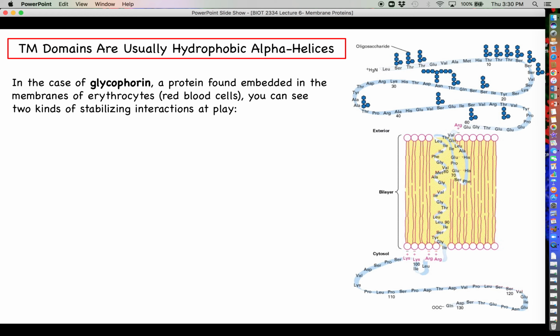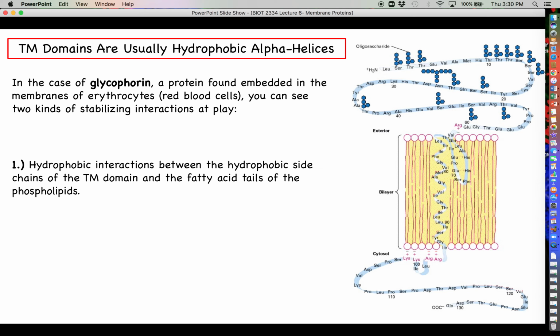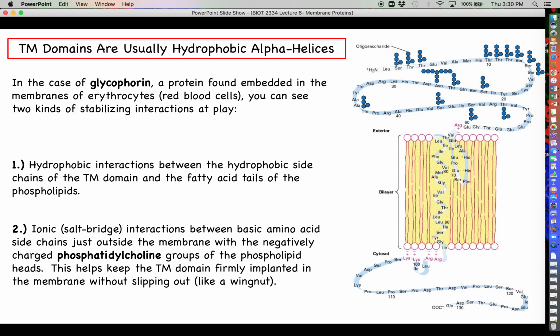So what we can see here, in addition to one of the stabilizing interactions that we talked about, of course referring to the hydrophobic interactions between the side chains of the transmembrane domain and the fatty acid tails of the phospholipids, we can actually see one other type of stabilizing interaction that helps us out here as well. So for a second, pay attention to what is happening not within the bilayer, but right on top or right beneath it.